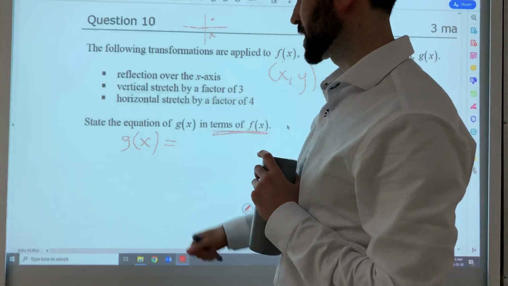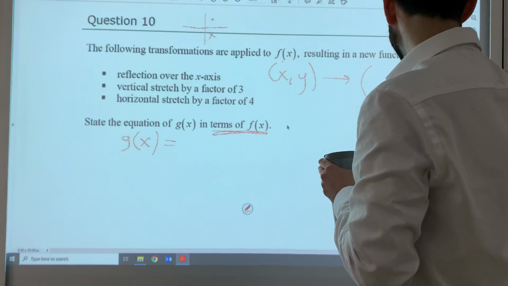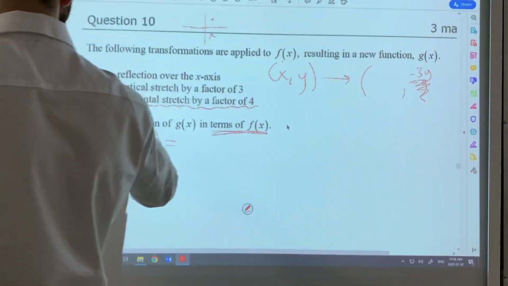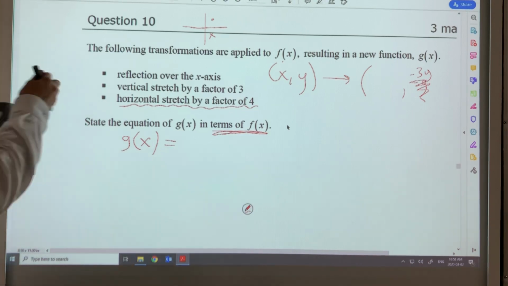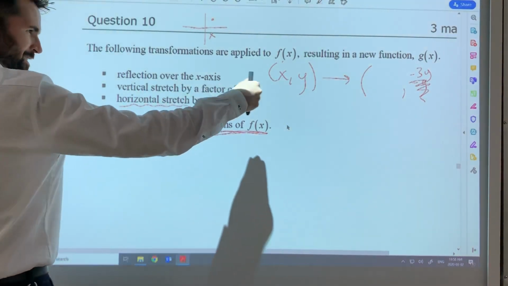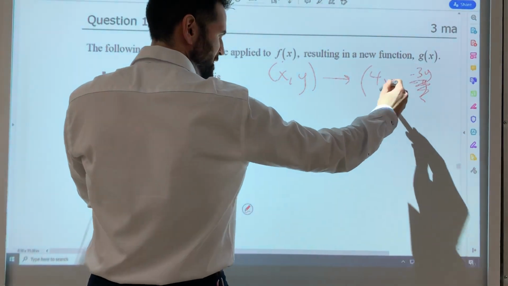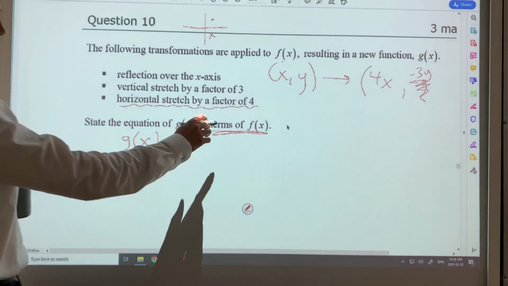A vertical stretch, that's your y values by a factor of 3. So I get -3y, actually. And a horizontal stretch by a factor of 4. So that's on my x values, right? Now on the exam, horizontal stretch means they're going out further, so that should be 4 times x. Do you guys agree? If it's a stretch. Yeah? Okay.